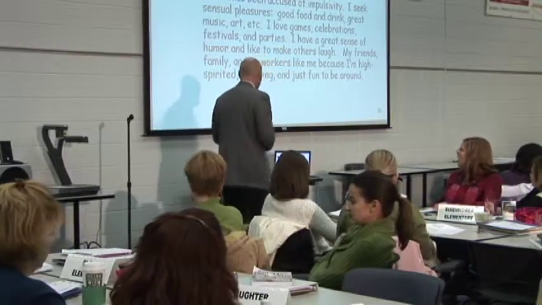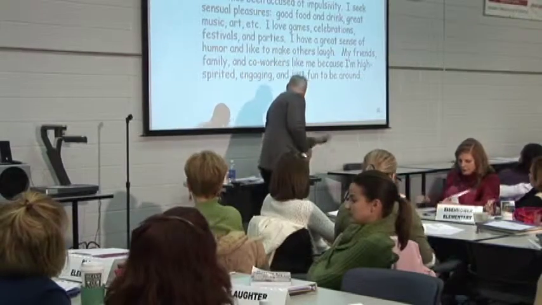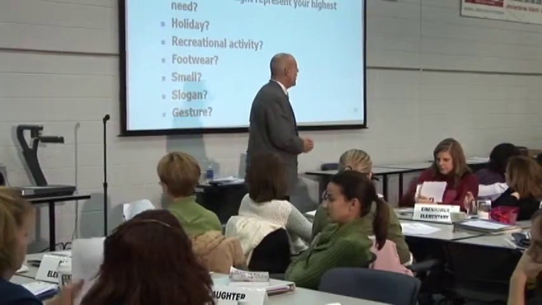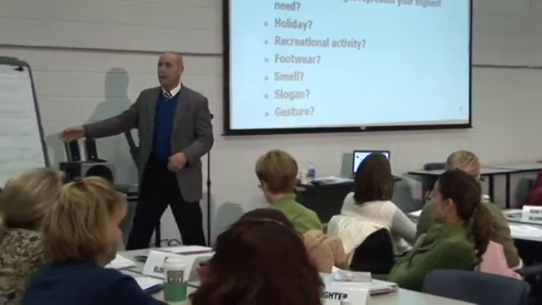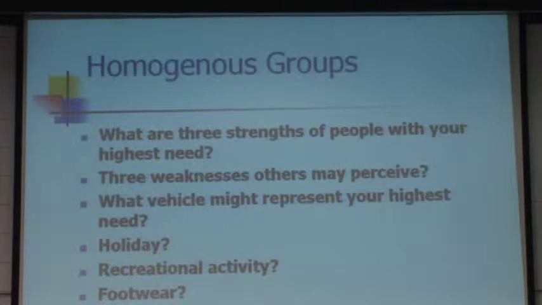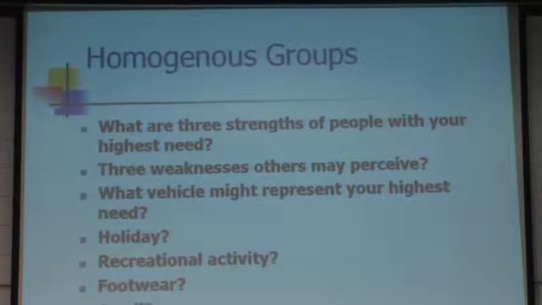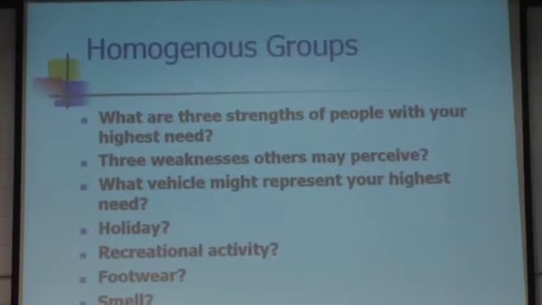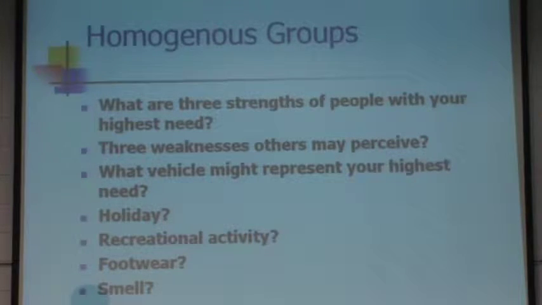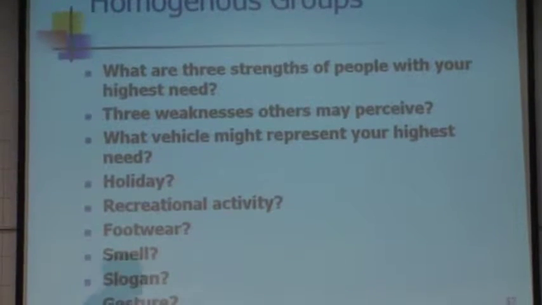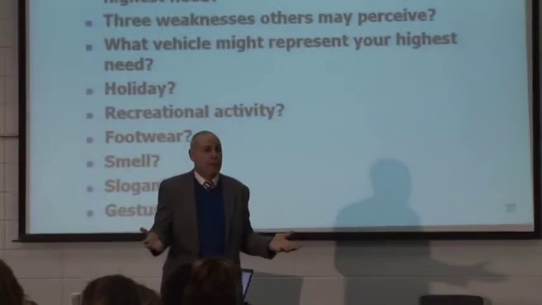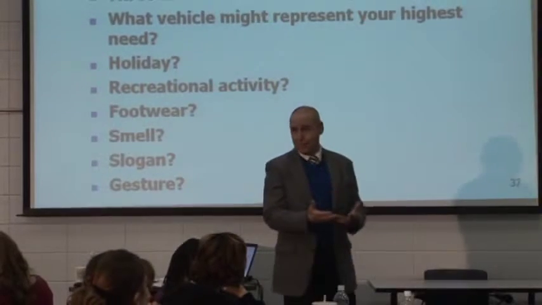So here's how it works. When you get to your homogeneous group, you're going to need a facilitator, so you might assign a facilitator, and you're going to each get a big piece of chart paper, and this is what I'd like you to put on the chart paper. What are 3 strengths that people with your highest need bring to a situation? So my highest need is love and belonging. So what strengths does that bring to a situation? Well, I like to make people happy, or I'm cooperative. That would be a strength.